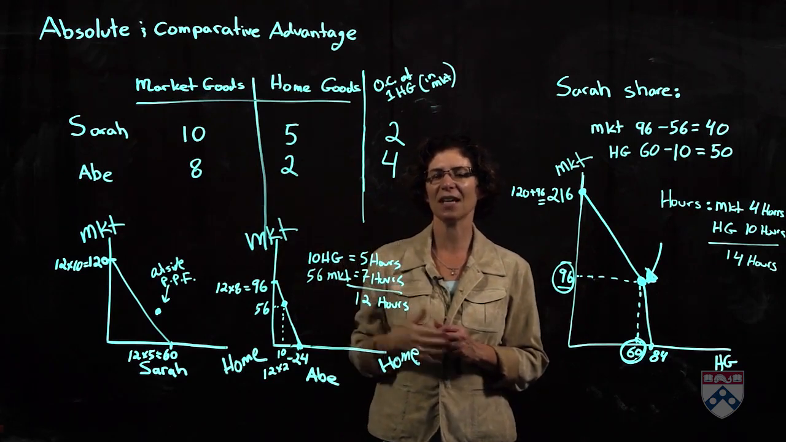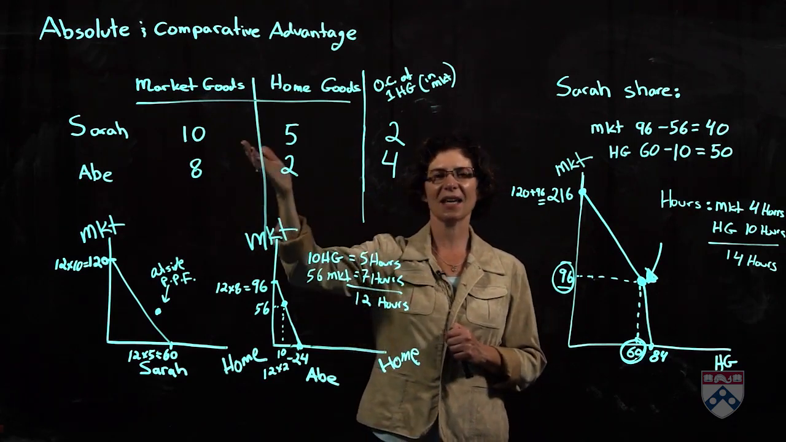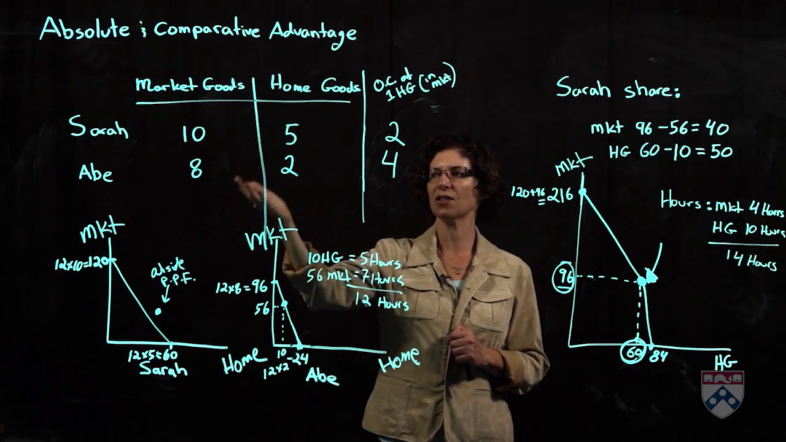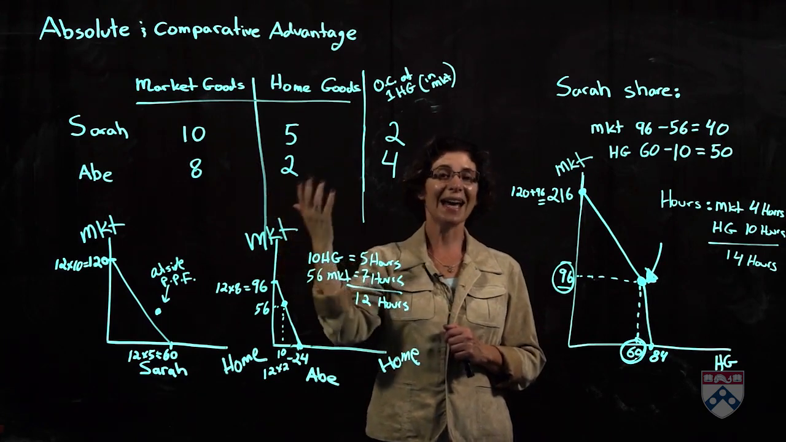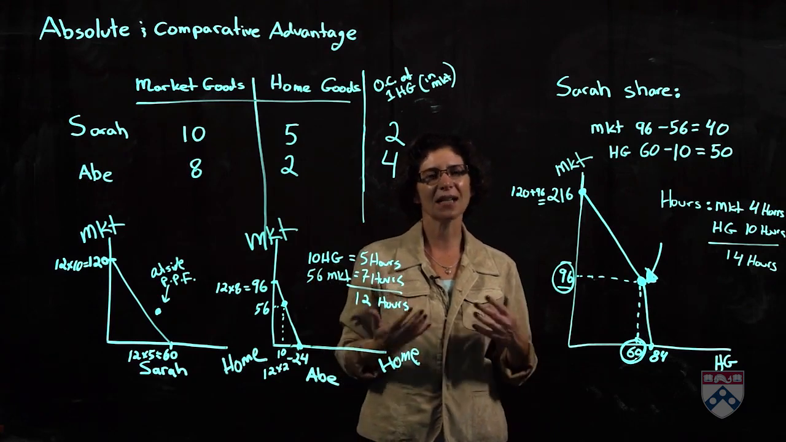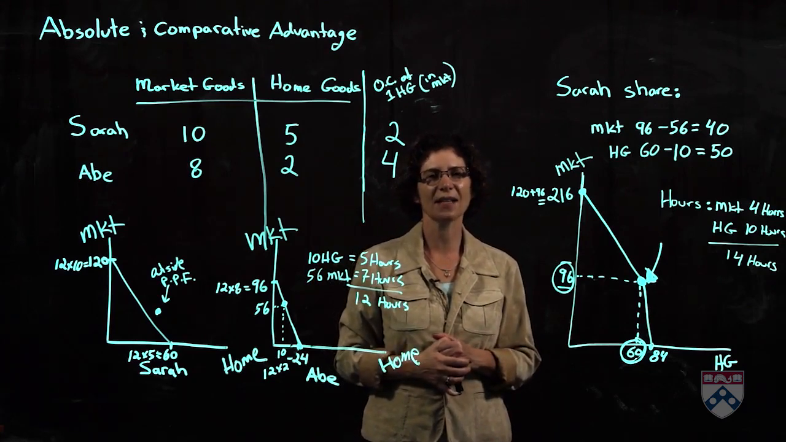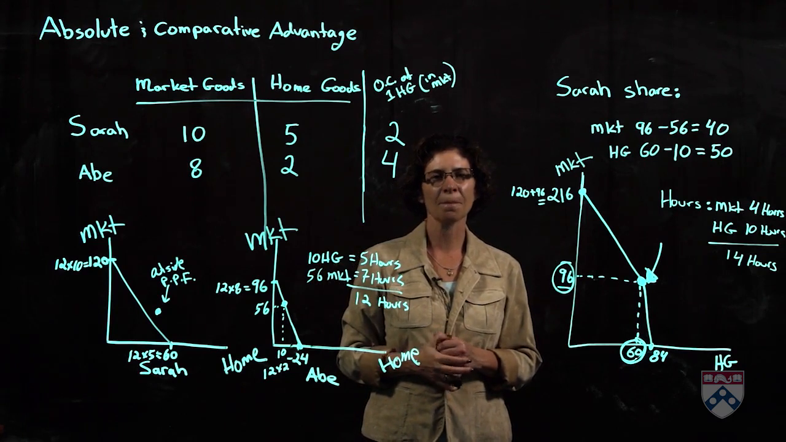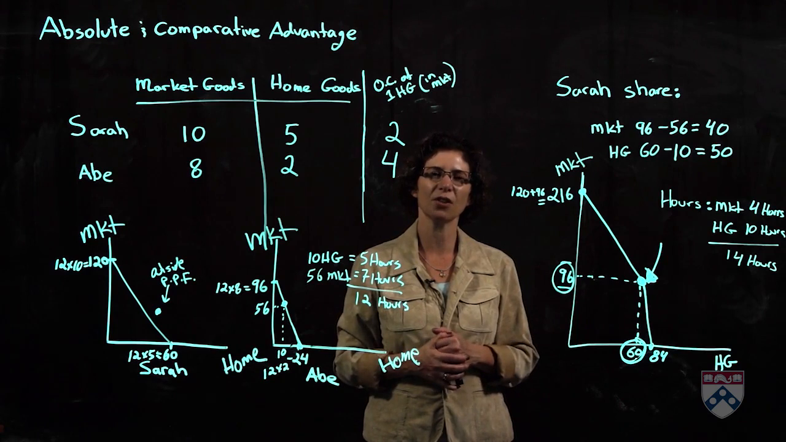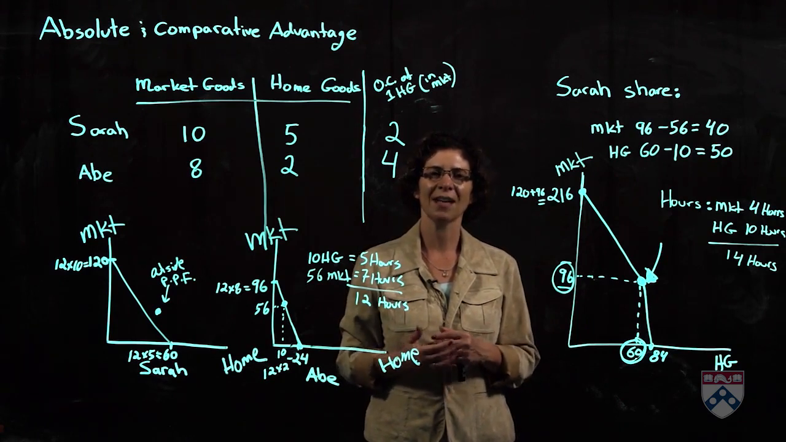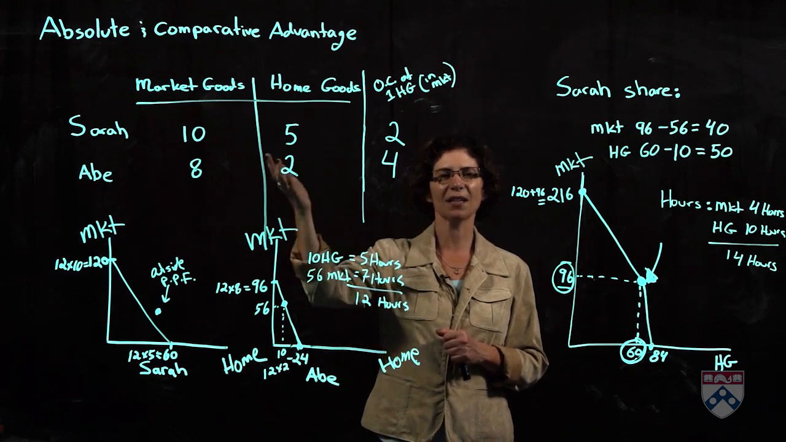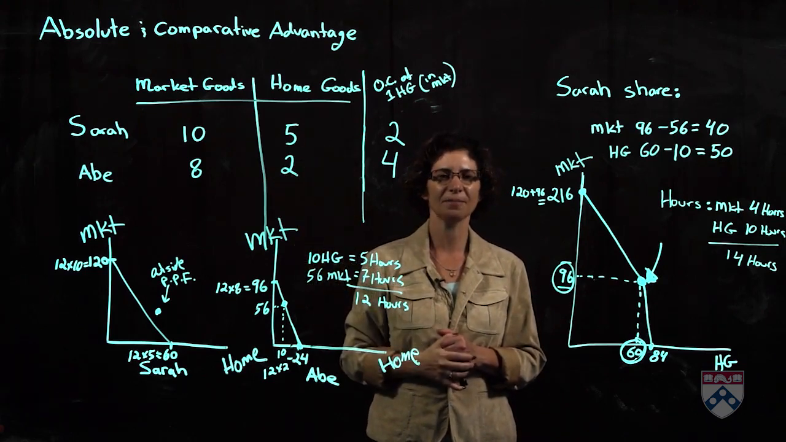If we look at the original data, we can easily see that Sarah, in some sense, is better at both goods. She can produce more market goods than Abe can per hour, and she can produce more home goods than Abe can per hour. The technical term for this is that she has an absolute advantage. Someone has an absolute advantage if they can produce more of a good per unit of input. And in this case, Sarah has the absolute advantage in both market goods and in home goods.